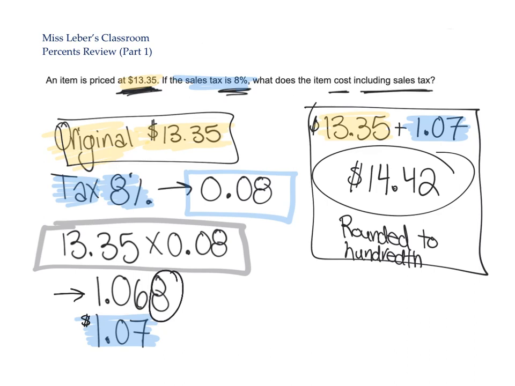So when I go to find my total, I'm going to take my original of that $13.35 and add the tax of the $1.07 to get $14.42. Again, please don't hesitate. If you have any questions, feel free to rewind the video, play it again, or email me with questions.